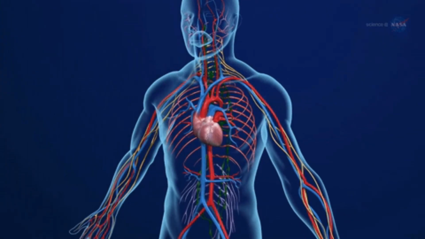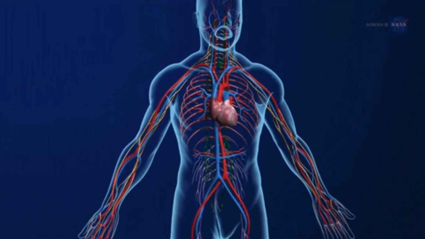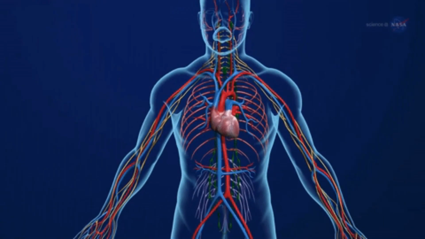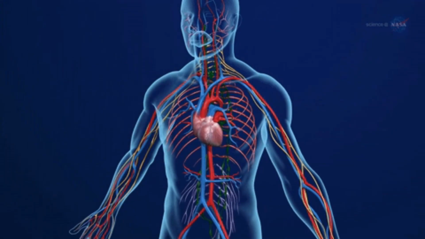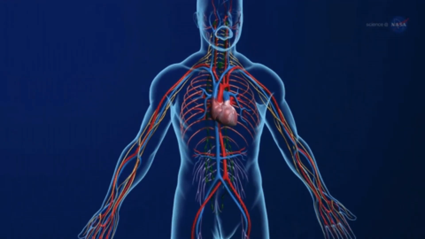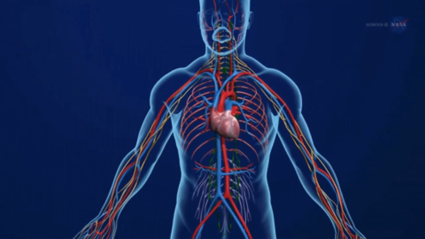After distributing the oxygen, oxygenated blood will become deoxygenated blood, and it will go back again to the heart and will repeat the process all over again. This is how our heart works.